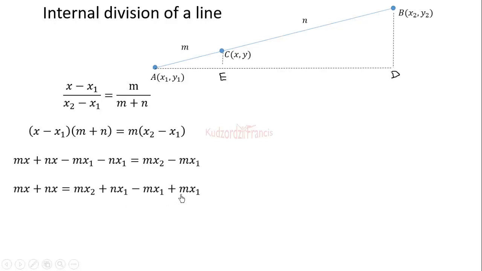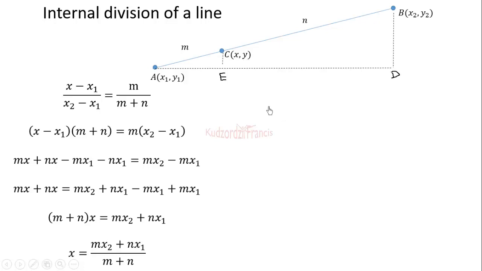Now this and this will cancel out, so that we are left with this expression and this, where we can factor x out of the left hand side. Now x is what we are looking for, so we solve for x to obtain x is equal to m times x2 plus n x1 over m plus n. We can use a similar approach to solve for the coordinate of y.